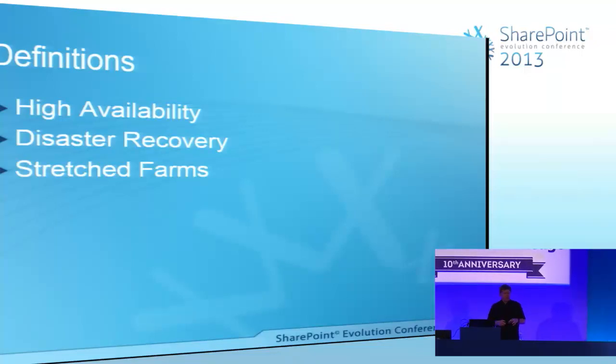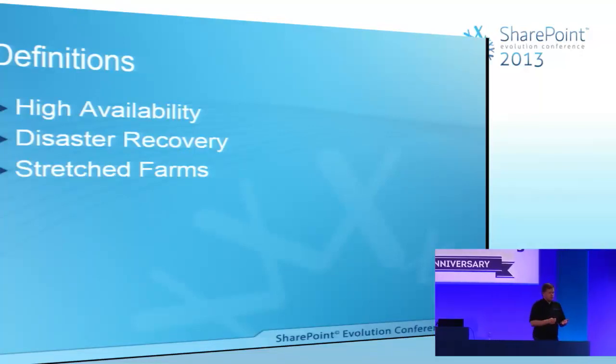So definitions. First thing we're going to talk about, as I said already, is definitions. So we're going to cover these 3 points. The concept of high availability and what does it actually mean? What does it mean to many people? It has a different meaning for many people. The concept of disaster recovery. And then we're going to get into this somewhat hotly debated topic of stretch farms. So we're expecting questions on that one.